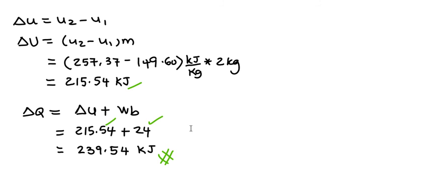And for delta U, you have U2 minus U1. For U1, you need to find the quality. We know V1 is 0.06. From the steam table, we use the equation V equals Vf plus x Vfg. From there, you can write x equals V minus Vf divided by Vfg. It gives you a value of x, which is 0.5978.